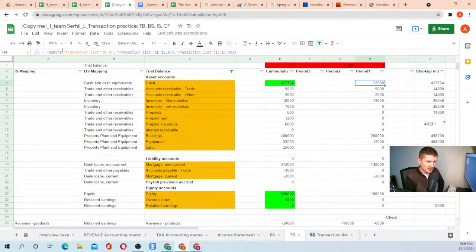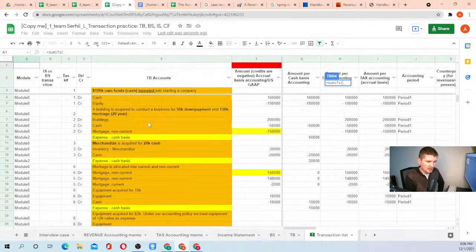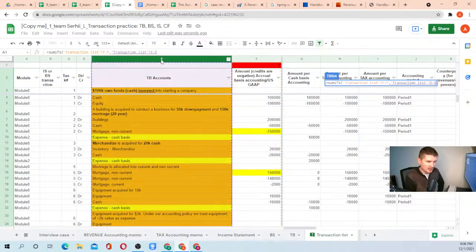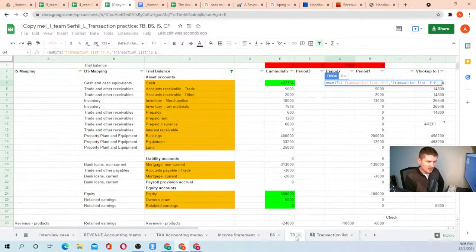I used the SUMIFS function to make all of that work. I will demonstrate quickly how it works. So SUMIFS is a great function. We do SUMIFS, then we go to our transactions list and select the column with numbers which we want to sum. Then we put in a comma, and then we select the criteria. So the first criteria will be account name, and then we go back to the trial balance and select account name.